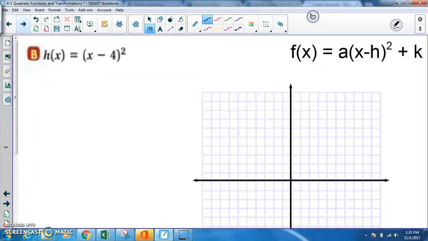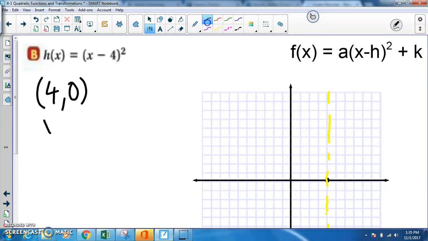h of x is equal to x minus 4 squared. Start with our vertex. Opposite of the inside is 4. Outside is 0. Go to the right 4. Plot a point and draw my axis of symmetry. You can pick the left side or the right side.